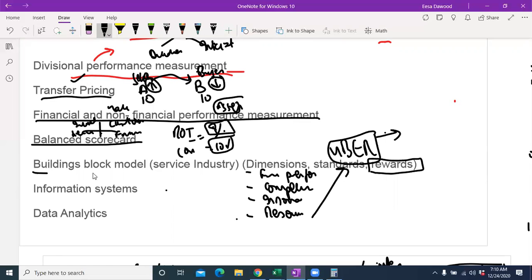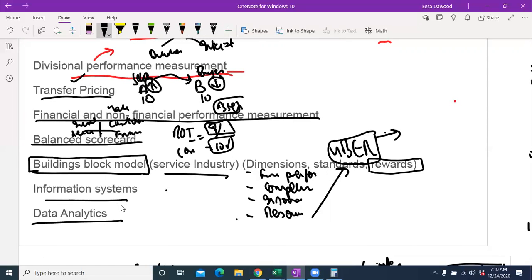So this is a building block model which is used for performance appraisal in the service industry, like a school, like a hospital, like any service organization. In the end, there is information systems and data analytics: how systems perform at different levels, strategic level, middle level and lower level, how transactions are processed, inputs are generated, and reports are disseminated to the management. That we are going to cover in information systems. And data analytics is basically analyzing data to improve your performance.